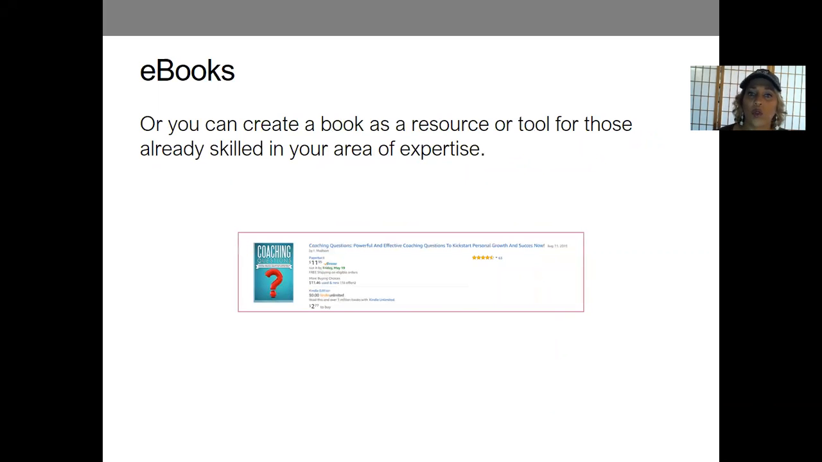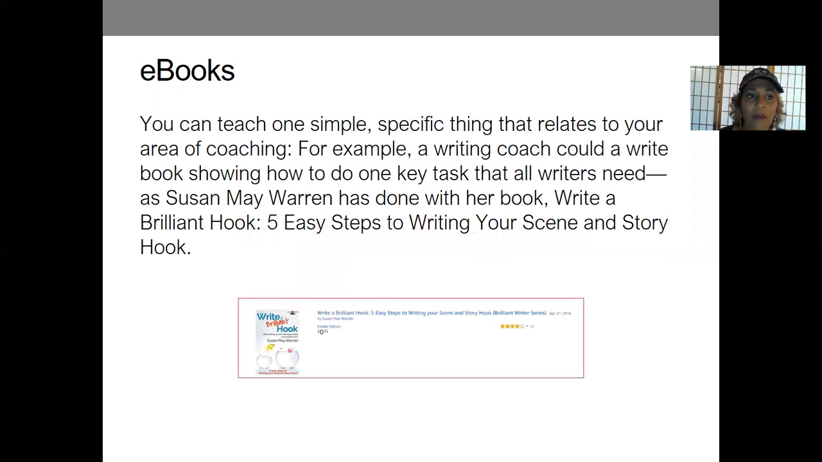It's a resource tool. I have a lot of checklists, ebooks and things. I have the Synergy Energy book, which really lays out a program within the book, and I use it as a program of how to really market your book over a year. And then also, you can teach one simple, specific thing that relates to your area of coaching.